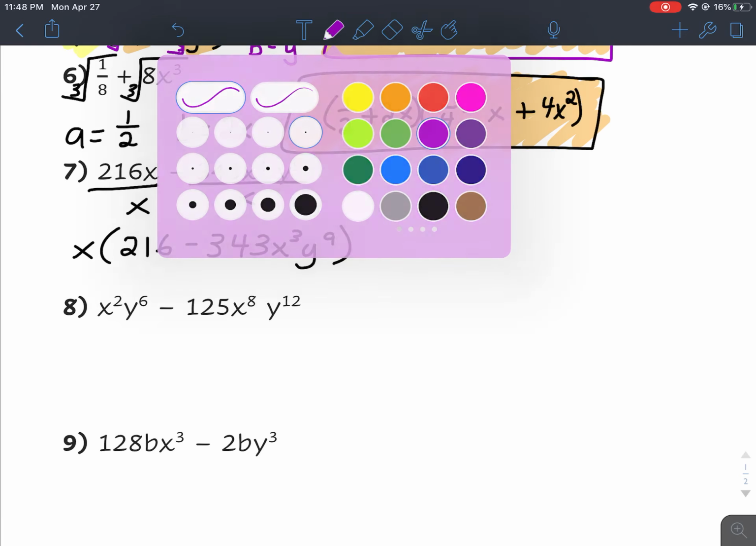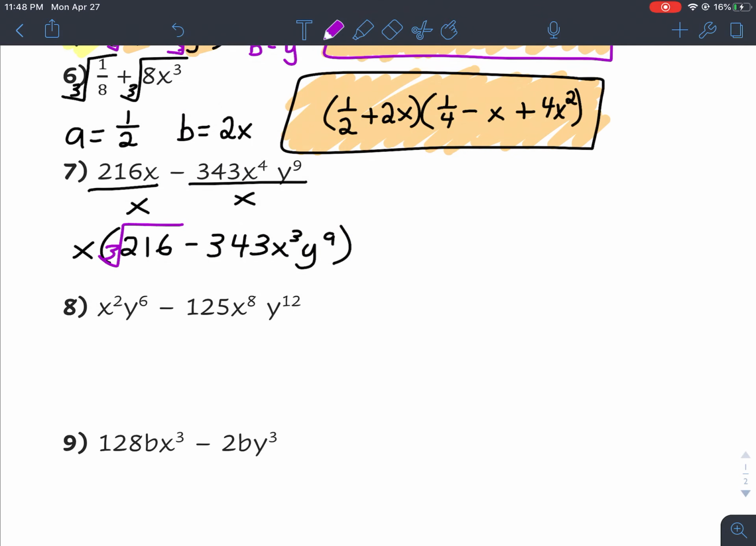Okay, so now, if we take the cube roots of both, what times what is 216? It's 6. And you'll get better at cube roots the more that you do them. So what's the cube root of 343? It's 7. What times what is x to the third? The easiest way is just divide those exponents by 3. X to the third divided by 3 is x to the first. Y to the 9th, 9 divided by 3 is 3.